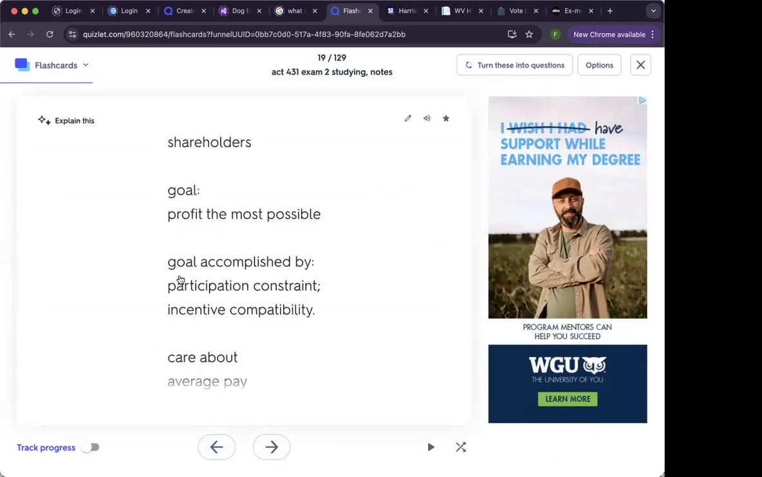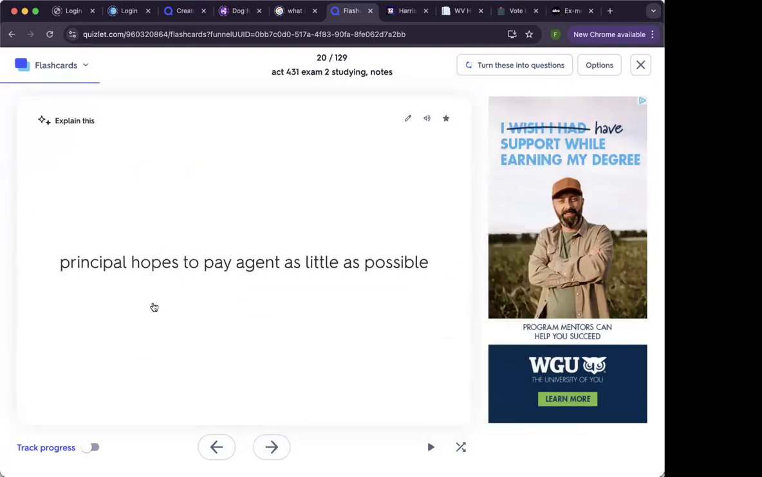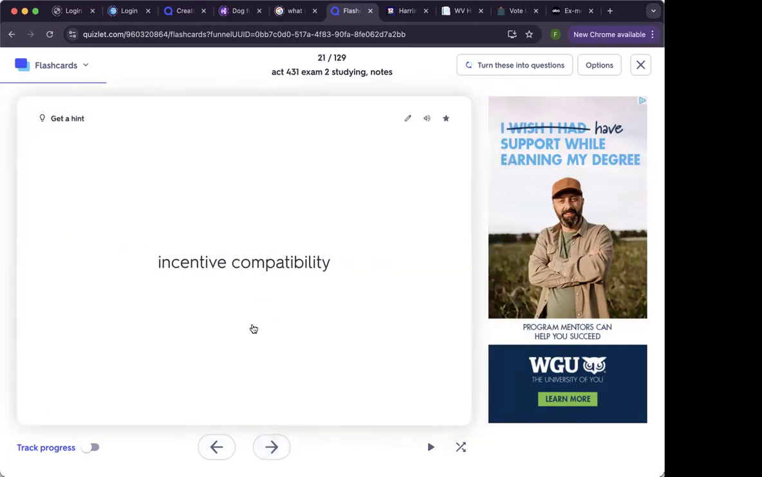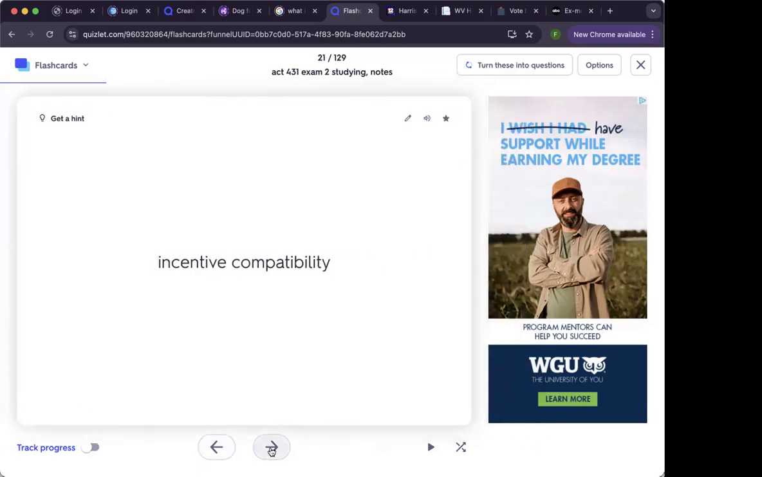Principal, that's the shareholders or just the boss telling people what to do. Their goal is to profit the most possible, which is accomplished by participation constraints and incentive compatibility. Here they care about average pay. Participation constraint means the principal hopes to pay agent as little as possible, so decreasing costs to increase profit. Incentive compatibility, principal hopes to motivate agent to work hard using the least amount of pay.